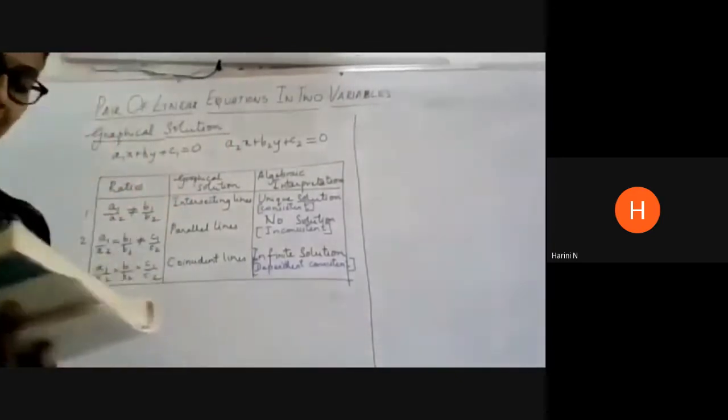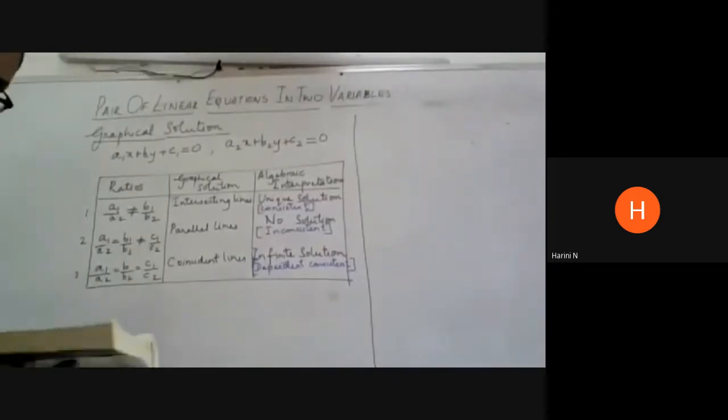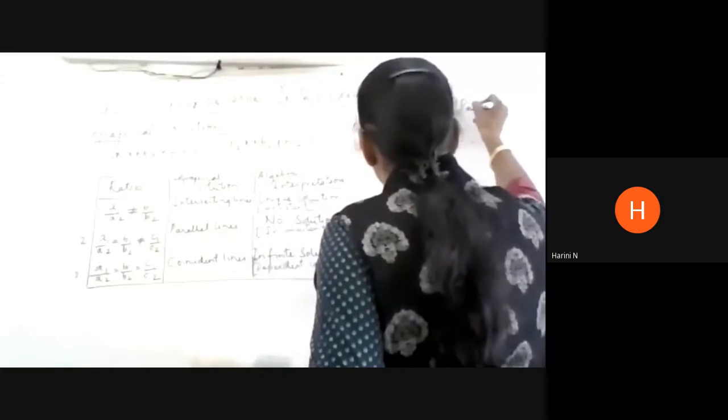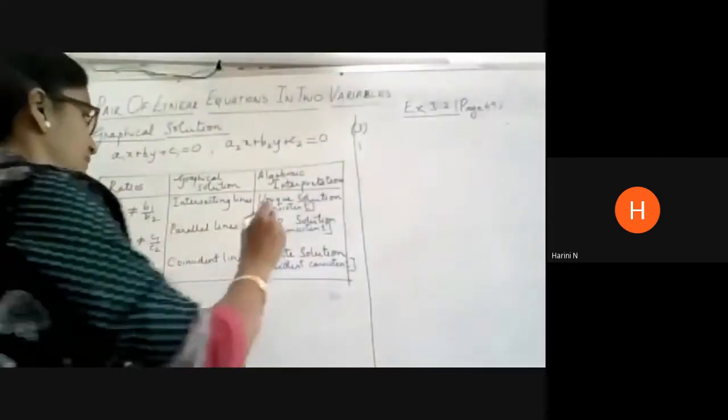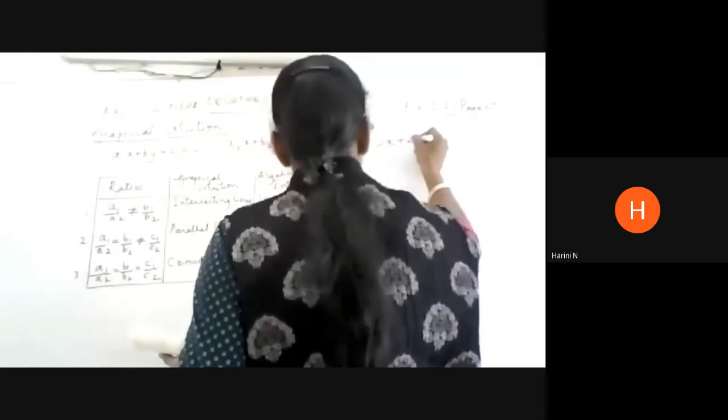Find out whether the following pair of linear equations are consistent or inconsistent. So we'll take down the first equation. This is the third problem I'm doing, in exercise 3.2 on page number 49. So the third problem, I'm taking the first question. That is 3x plus 2y equals 5, and the second equation is 2x minus 3y equals 7.